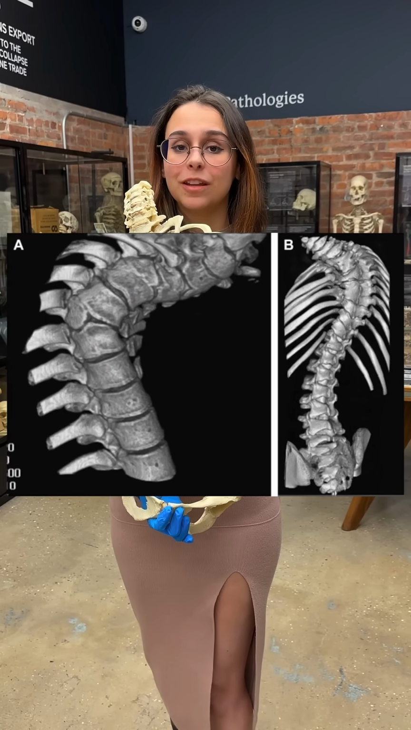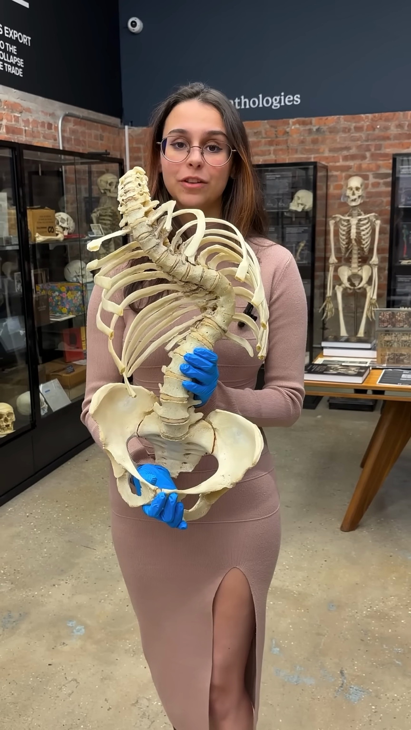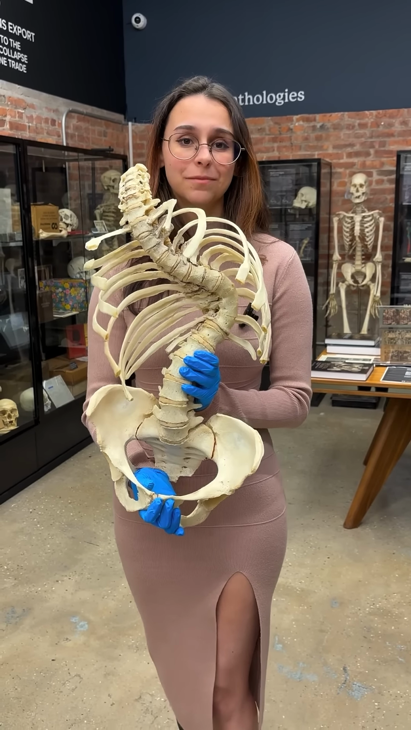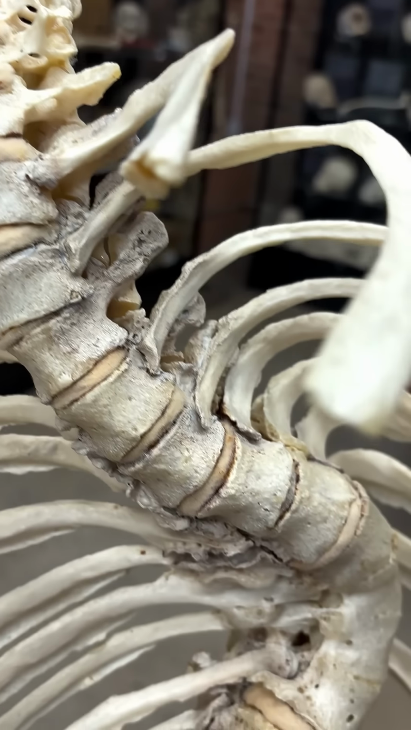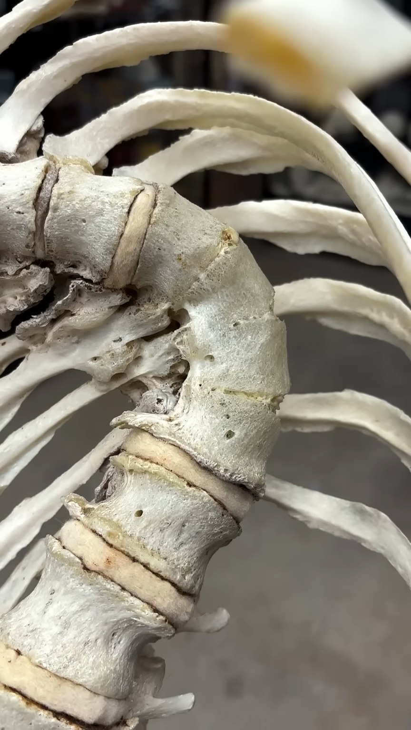Congenital scoliosis means that the curvature developed during fetal development. And idiopathic scoliosis just means that the curvature happened with no known cause. Idiopathic scoliosis is the most common type of scoliosis, making up 80 to 90% of all scoliosis cases.